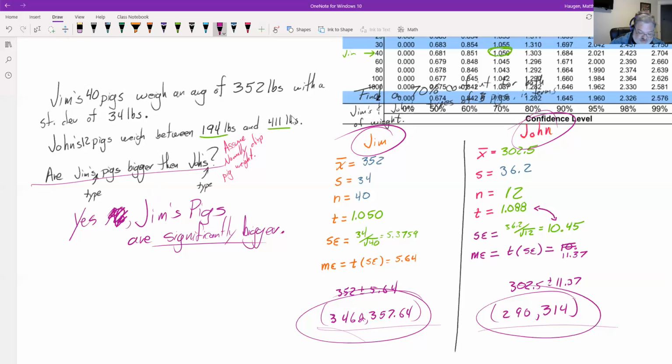Jim's pigs are significantly bigger. And significantly bigger, what is significant? We often think significantly means it's a lot bigger. Well, yeah, it's enough bigger that we can definitely say it's a different population of pig. Questions about any of that?